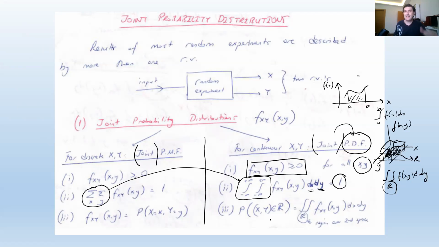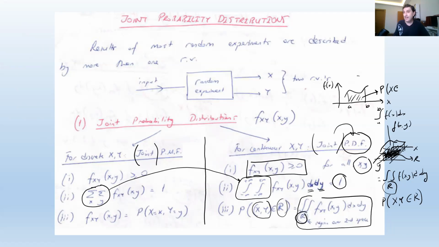However, if you just do this integration above a certain region, just like this one, then the resulting integral will be the probability of x and y being within that region. So when you find the volume here, what you are actually finding is the probability that x and y values are within that region.